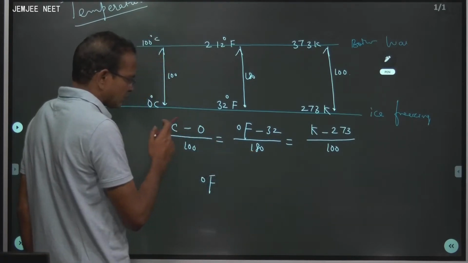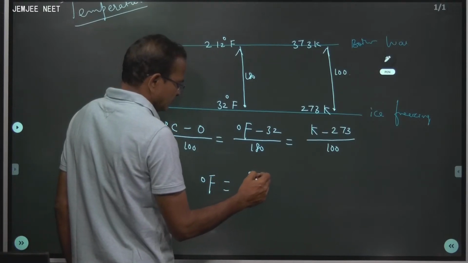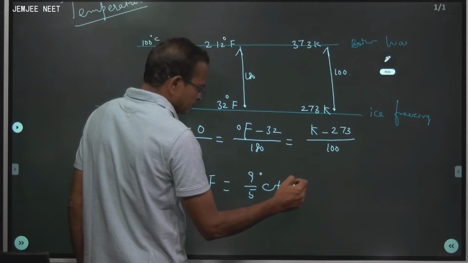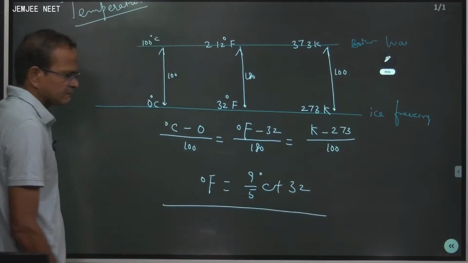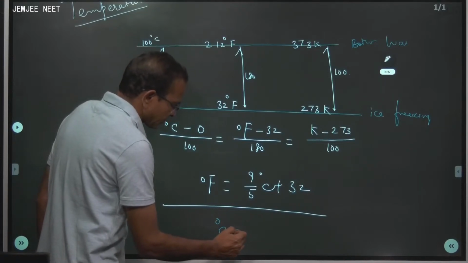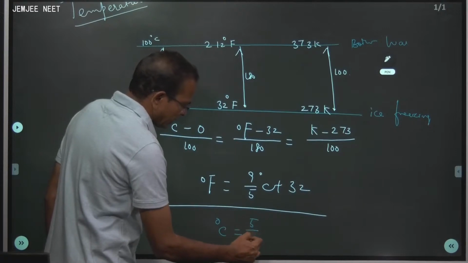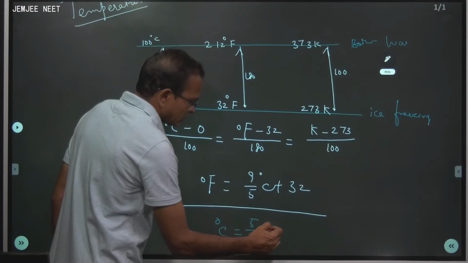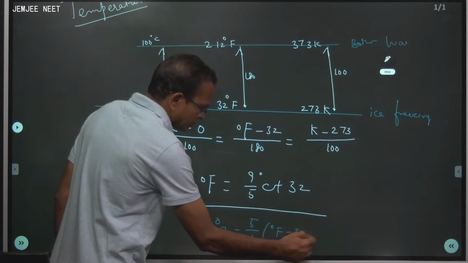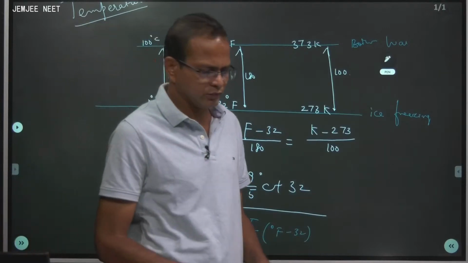Now, if you want to convert to degree Fahrenheit from degree Celsius, cross multiply this. What you get is 9 by 5 times degree Celsius plus 32 is Fahrenheit. If you want degree Celsius, cross multiply this: 5 by 9 times degree Fahrenheit minus 32. This is the conversion we use most of the time.